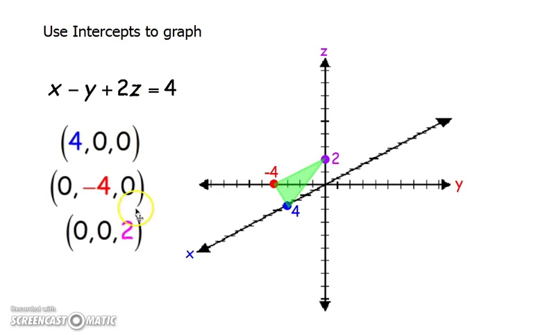Okay, hopefully you found if you cover up y and z, then x equals 4. Cover up x and z, then negative y equals 4, or y equals negative 4, if you divide by that negative 1. And again, if I cover up both y and x, 2z equals 4, divide by 2, I get 2. Plot those 3 points. Again, negative y, so I'm going left on the y-axis, but connect the dots and shade in the area.